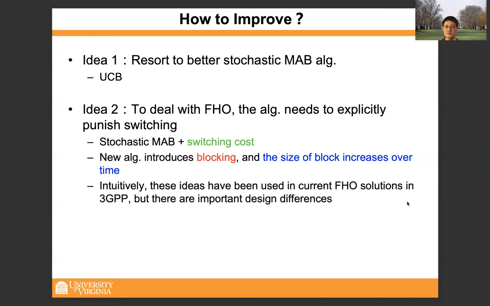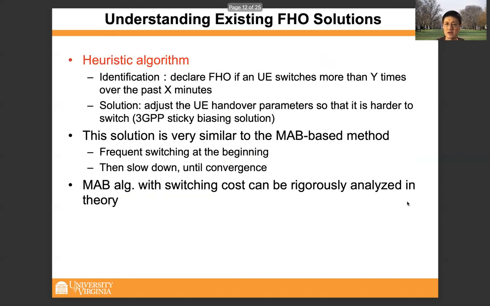Intuitively, if you think about it, these ideas have already been used one way or another in the current FHO solutions in 3GPP. But we'll see that there are important design differences. So what is done in the engineering solution so far? The heuristic algorithm works like this: you would declare FHO if a certain UE switches more than Y times over the past X minutes.